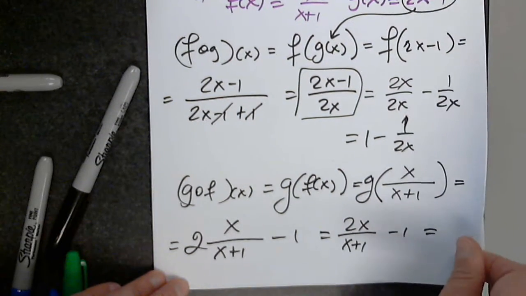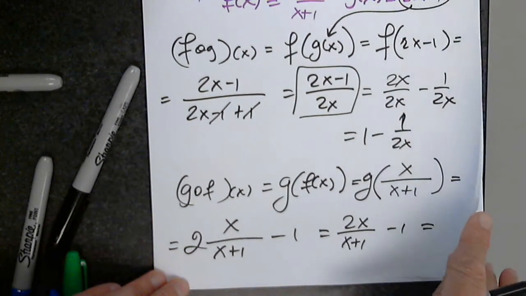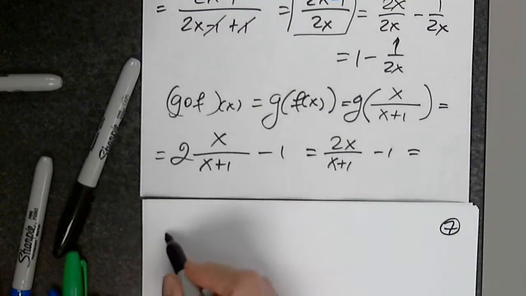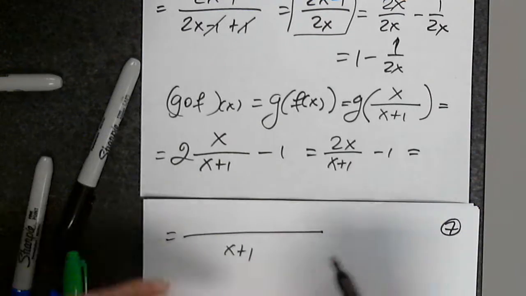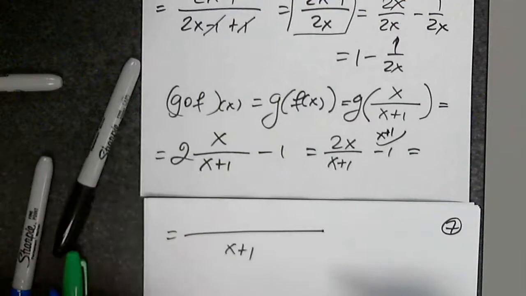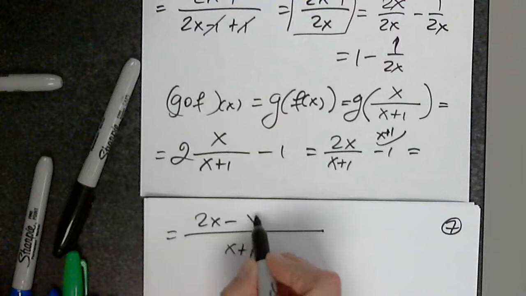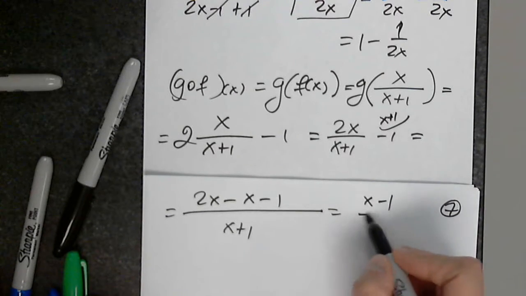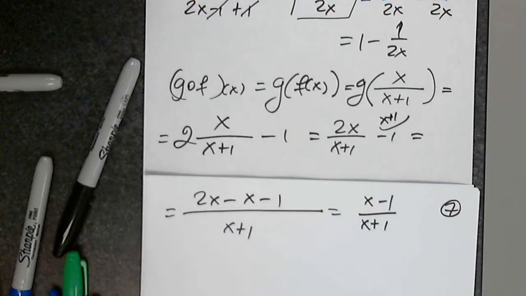Now I have to find the least common denominator, which is x plus 1. What does the top of the second one need? Nothing. x plus 1. It's 1 over 1. Oh, sorry. Right, right. So 2x minus x minus 1. They may not combine like terms, but we need to. They may not find the least common denominator in your book. So this is x minus 1 over x plus 1. Good. So this is g comp f.